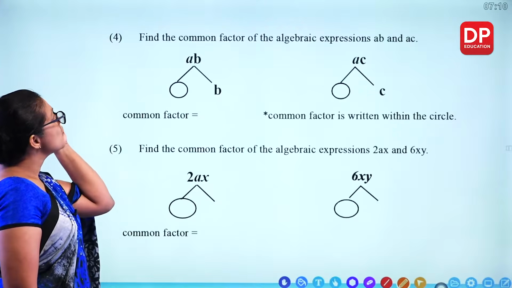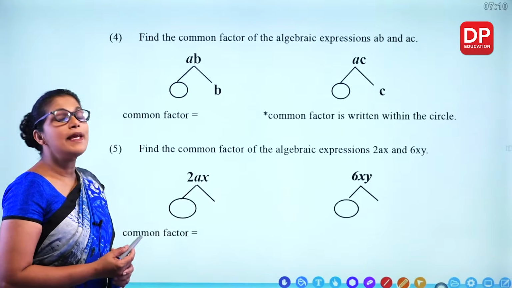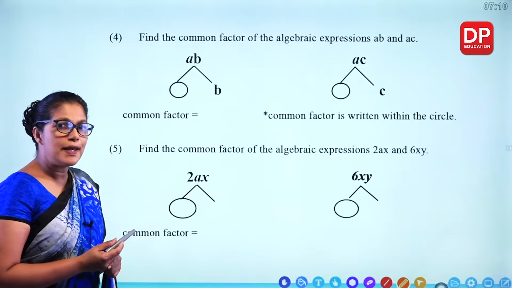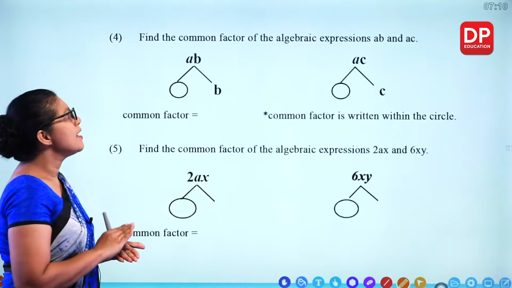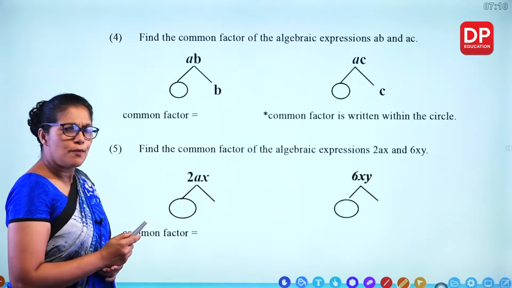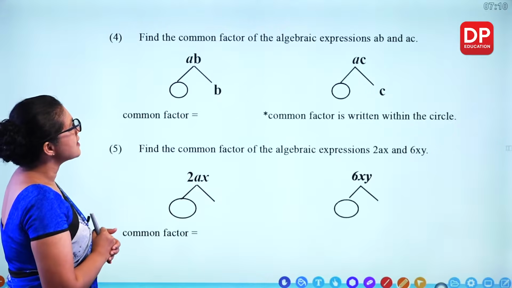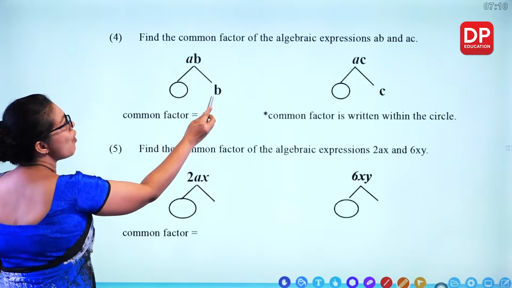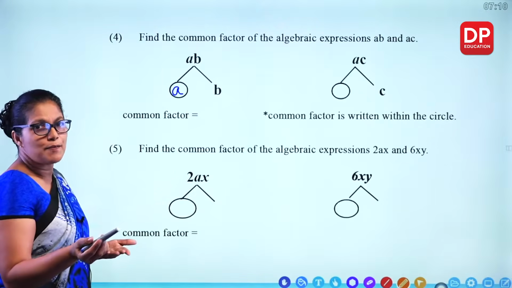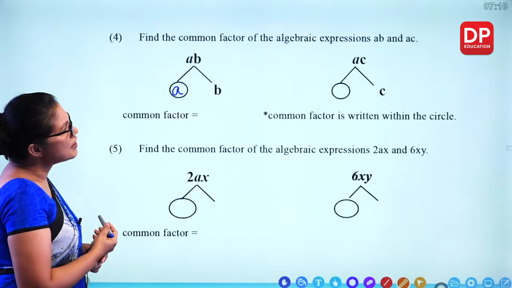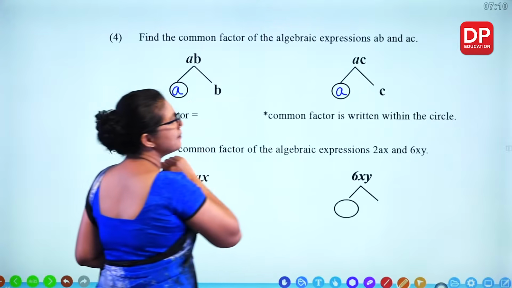Now we'll take this one: find the common factor of the algebraic expressions ab and ac. What does common mean? Common means belongs to both these expressions. We'll do it separately and see what the common factor is. In ab, b is already there, so I can write this one as a times b, ab. What about ac? c is already there, I can write a.